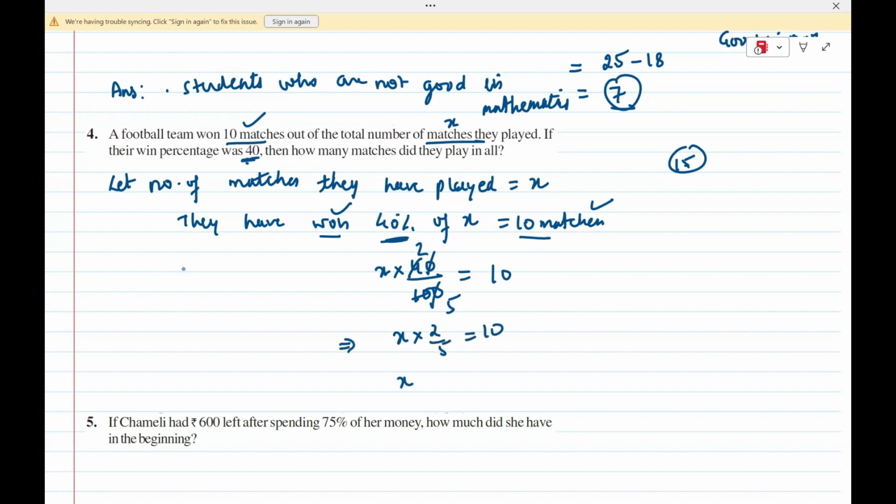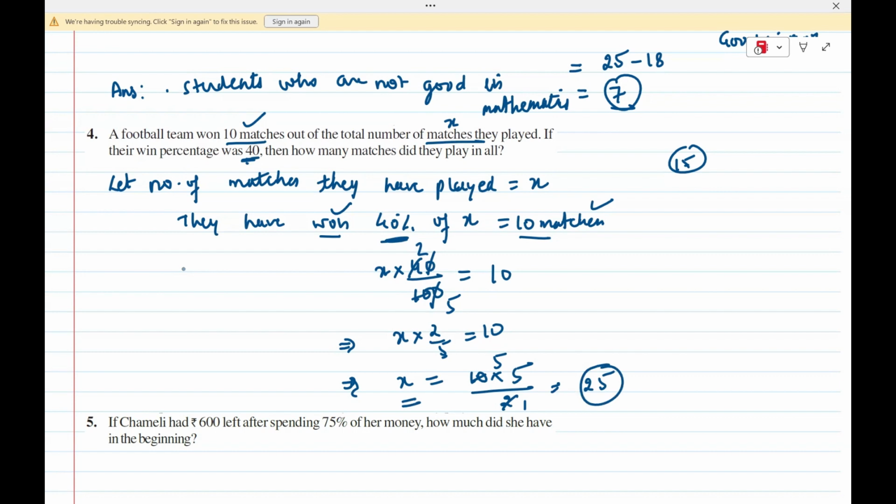Now transfer it. 5 is in division going that side, it will become multiplication, and 2 is in multiplication, so it will become division. Or simply you can remember 2 by 5 will get reversed, that is 5 by 2. So 2 ones are 2, 5 fives are 25. Here they have played total 25 matches.